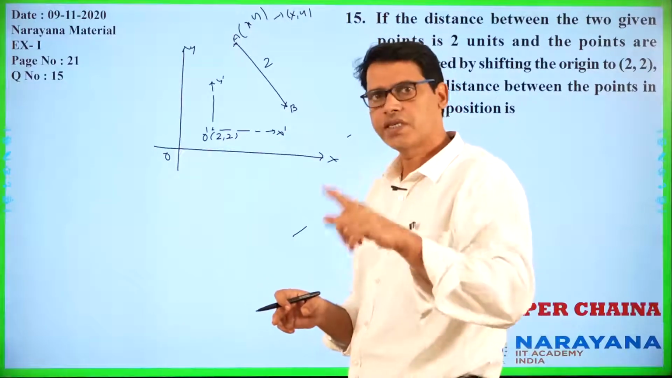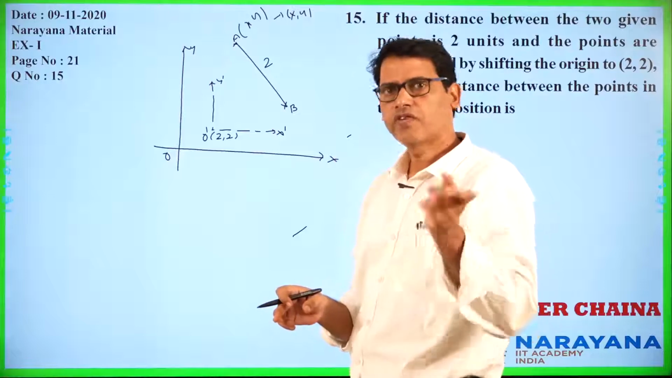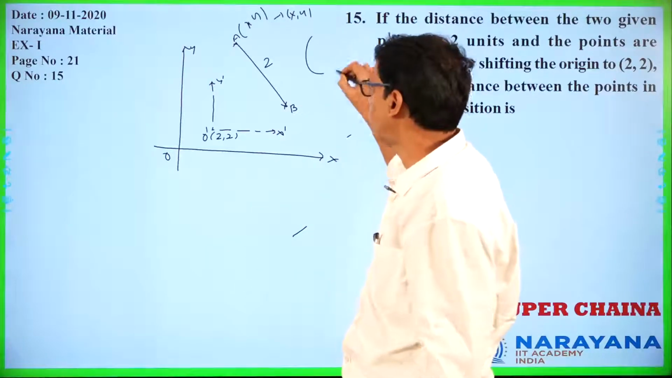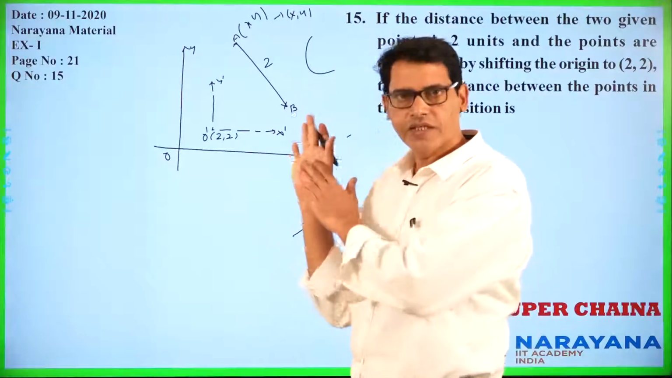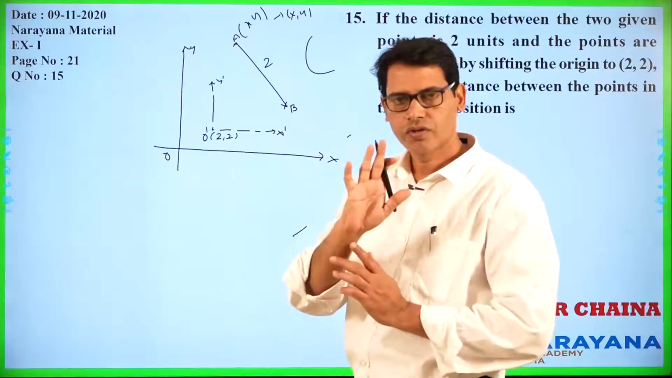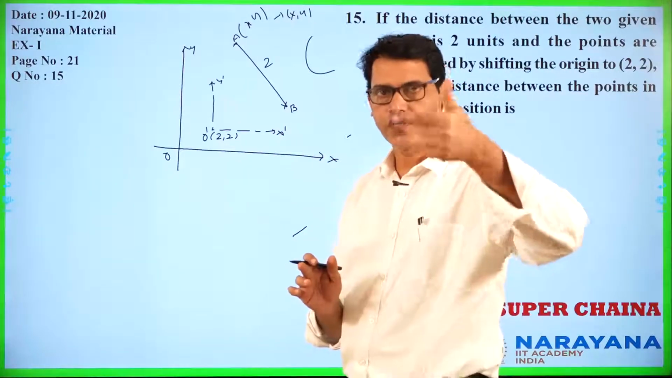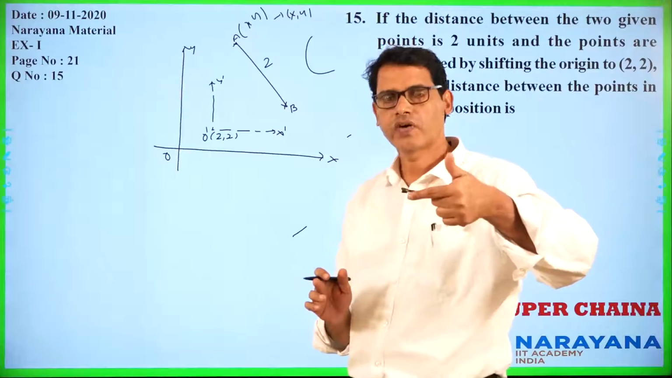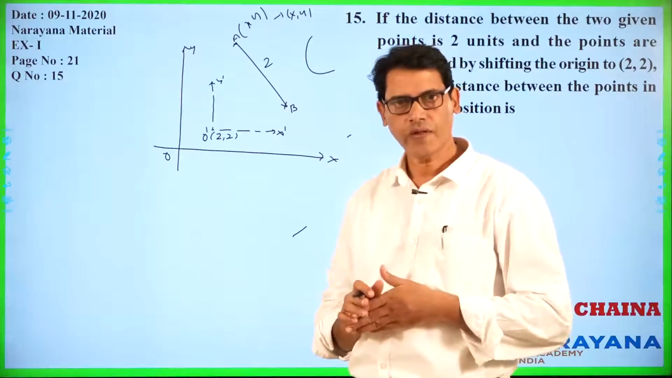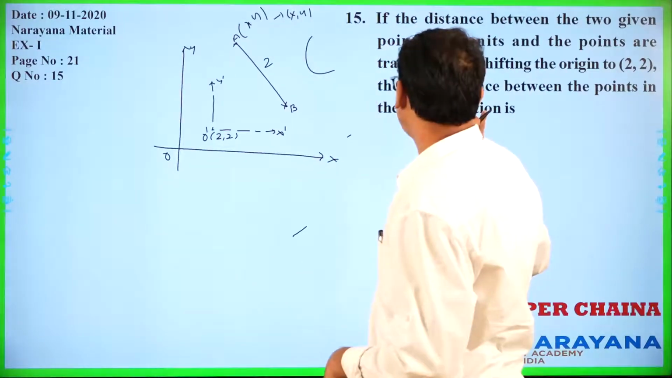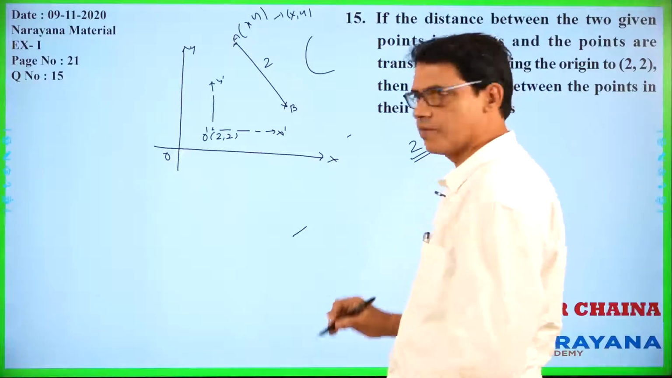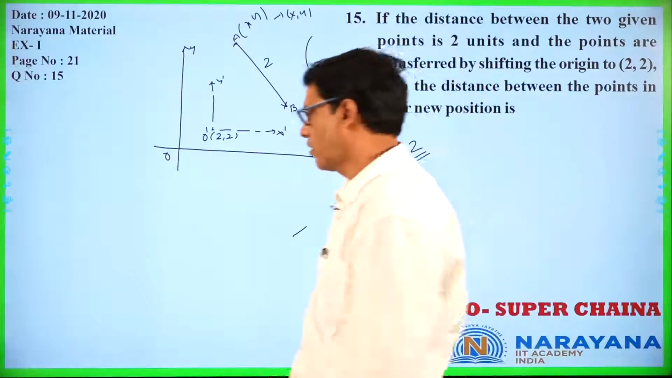Only the coordinates change, only the equation changes. For example, there is a curve. The curve will be in the same place. The curve doesn't move. Only the equation will be transformed to another equation. Okay? So the new position is also the same. The answer is again 2 only. Next one.